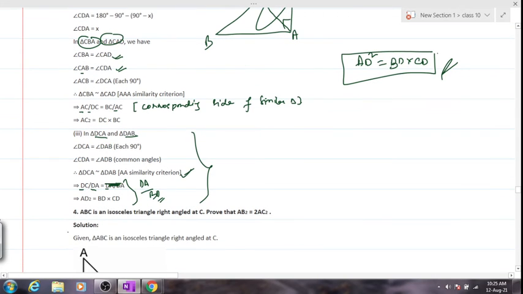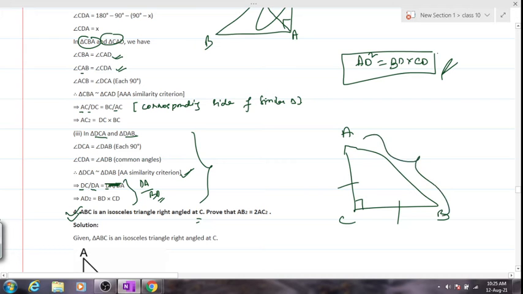Now people who are done with this will be moving on to question number 4. ABC is an isosceles right angle triangle at C. Your diagram will be as such: A, C, B. Right angle at C, and these two sides will be equal. You have to prove that AB square is equal to twice of AC square. I don't think it will be a big problem for you. You'll never get a simpler numerical in Pythagoras theorem. Please do it.